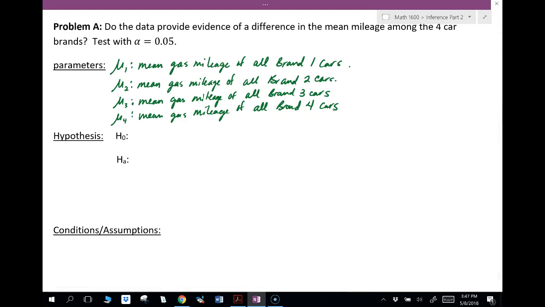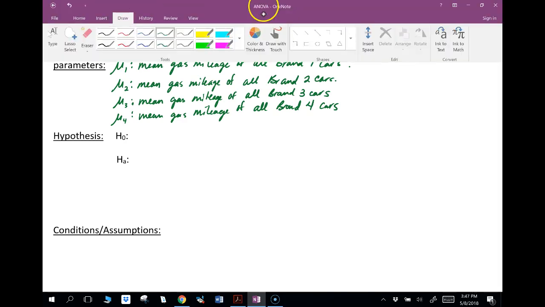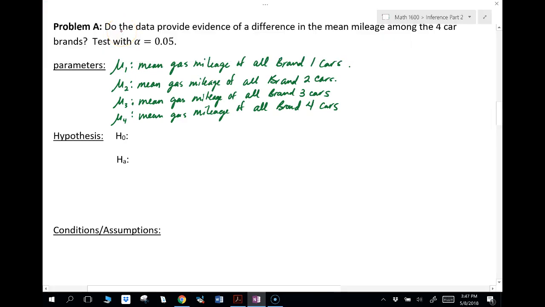Easy step 1. Step 2 is to write our hypothesis. So we kind of already know what our null hypothesis is going to be, right? We just talked about that. So we're going to write that as mu1 equals mu2 equals mu3 equals mu4. Basically, all of the mean gas mileage are the same.